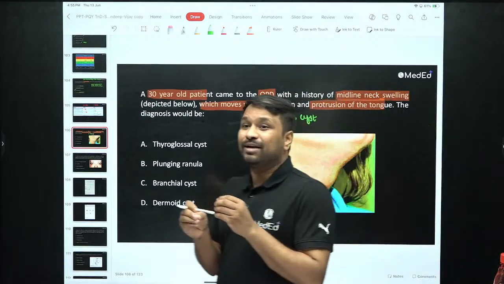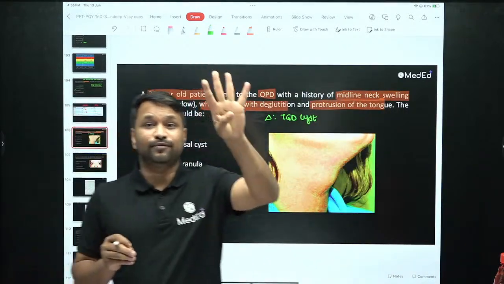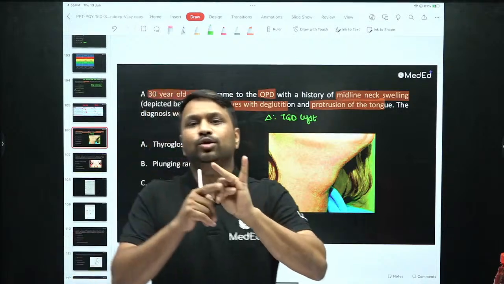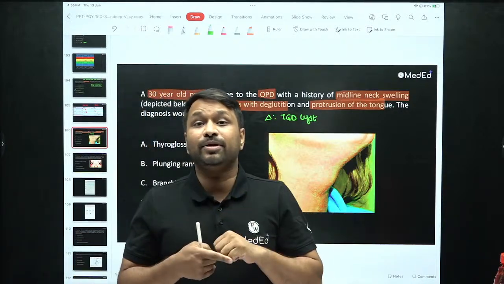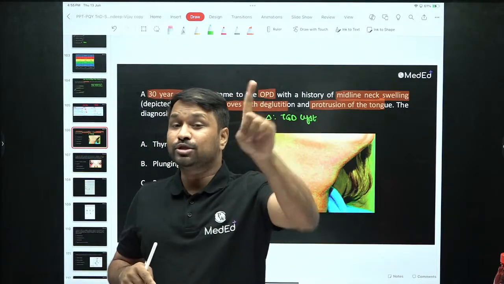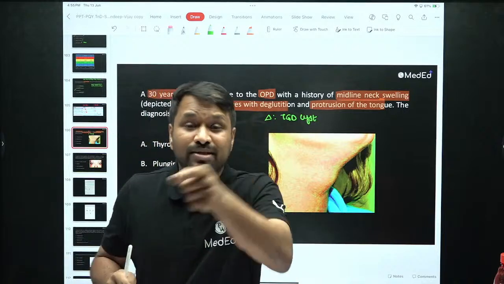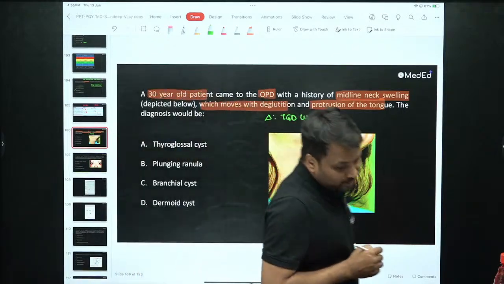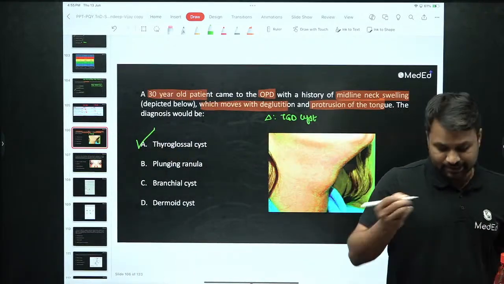Remember, the swelling that moves upwards with deglutition, the 4 swellings: thyroid swelling, thyroglossal duct cyst, subhyoid bursitis, enlarged pretracheal group of lymph nodes. But there is only one swelling that moves upwards with deglutition as well as tongue protrusion. That is going to be your thyroglossal duct cyst, right?